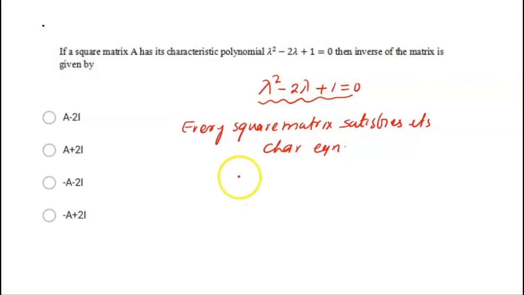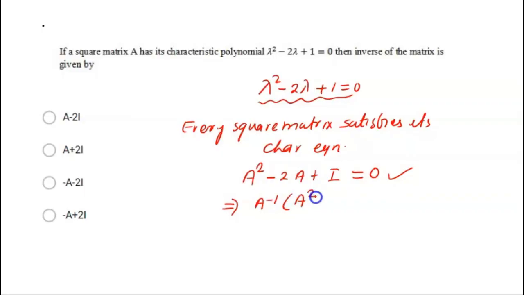So if I use that, in place of lambda I put the matrix A, so A square minus 2A, and in place of 1 we need to put the identity matrix, because we have to make it in the form of a matrix equation. So that is equal to 0. Now this is because of the Cayley-Hamilton theorem. But they are asking me to find the inverse. So whenever we have to find the inverse using the Cayley-Hamilton theorem, once we apply it, we multiply both sides of the equation by A inverse.